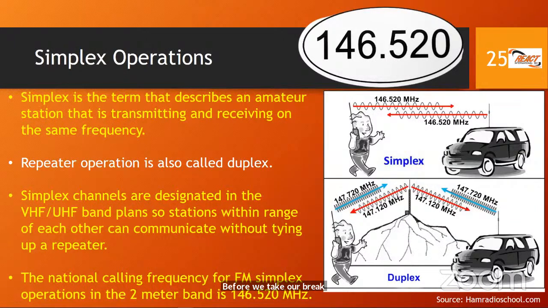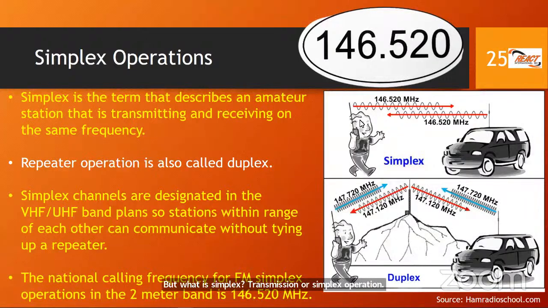So we have talked about repeater operation. We need to know now about simplex operations. Repeater operation is also called duplex. So at the bottom of your screen here, this is repeater operation. It's also called a duplex operation. We have our radio, we transmit to the repeater, and the repeater will repeat on another frequency for other amateur radio operators to hear. But what is simplex transmission or simplex operation?